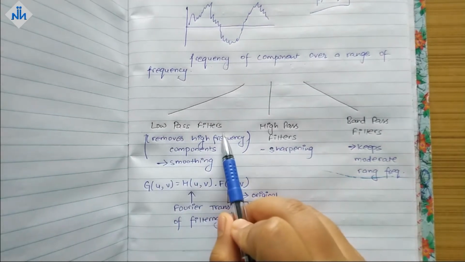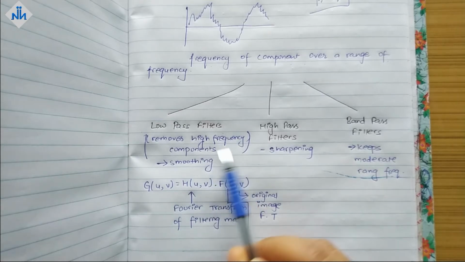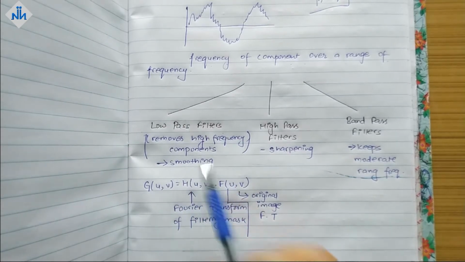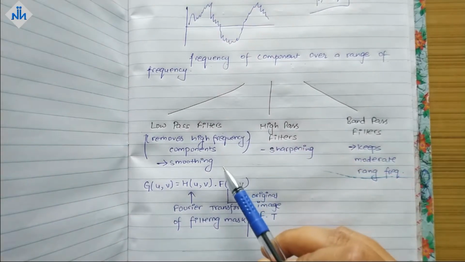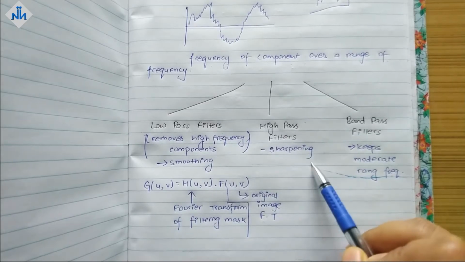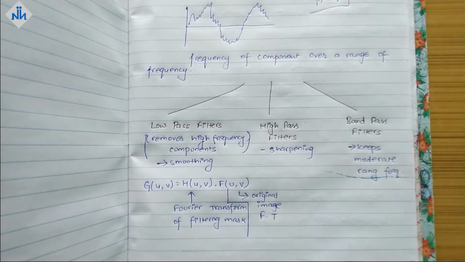So we have the low pass filter. This removes the high frequency components, and it smooths. As we saw in the last video also, low pass filters are basically used for smoothing and high pass filters are for sharpening. So it removes the high frequency components.